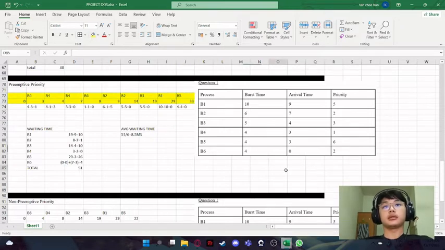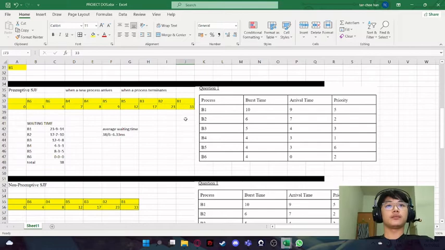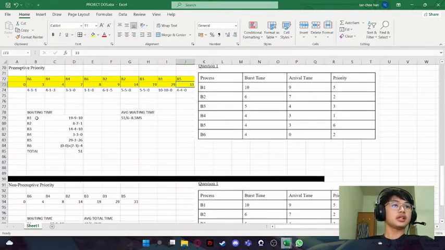Okay, then we can check the answer from this. If we calculate the total burst time, it becomes 33, same with all. Okay. And the waiting time is something different. We need to know about this.